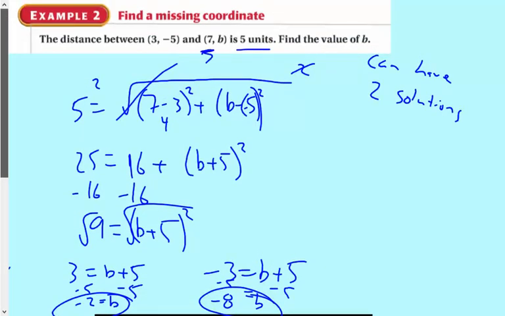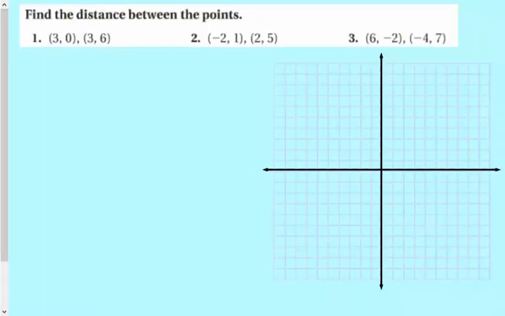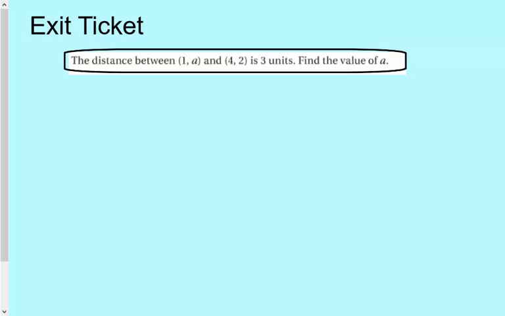So those are kind of unique questions, and I'm probably going to do one more of those in my video. You guys can do these. These are pretty straightforward, but these are the trickier ones where you have to find one of the missing values. So 3 equals the square root of (4 minus 1) squared, and I'm just going to make things simpler. 4 minus 1 is 3. 3 squared is 9, plus (a minus 2) squared.